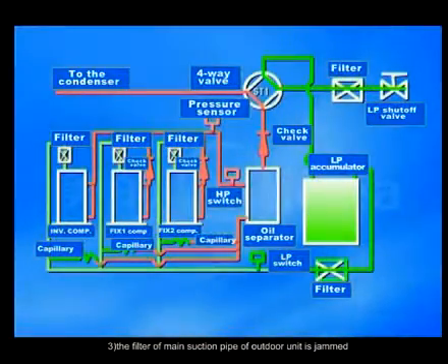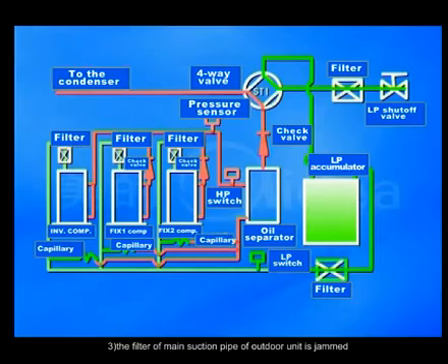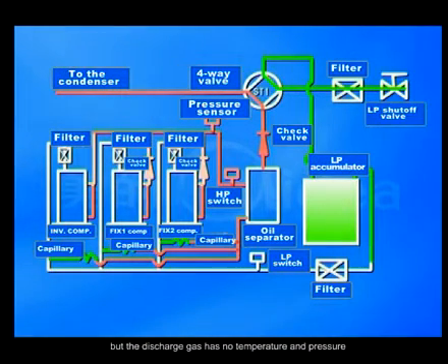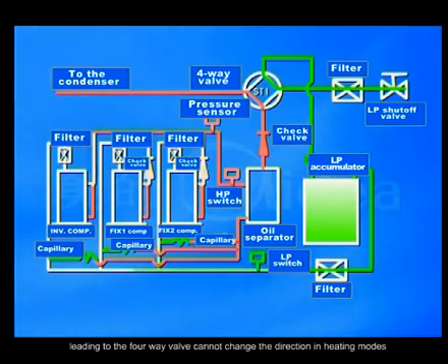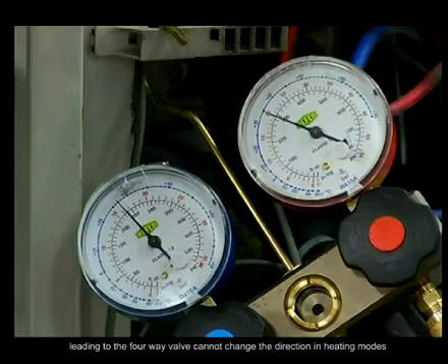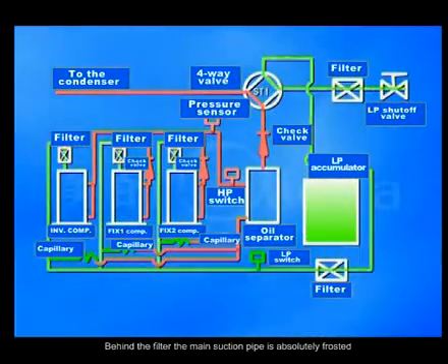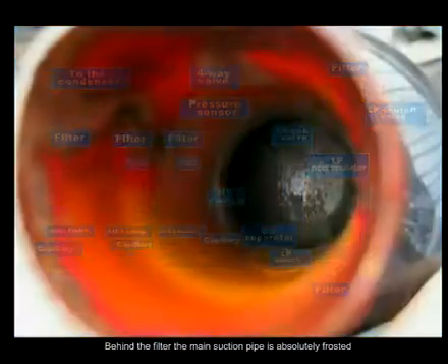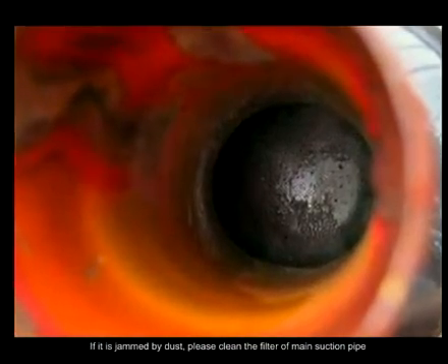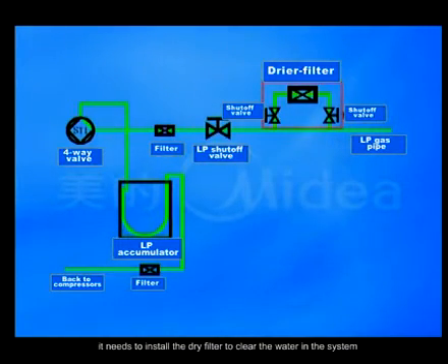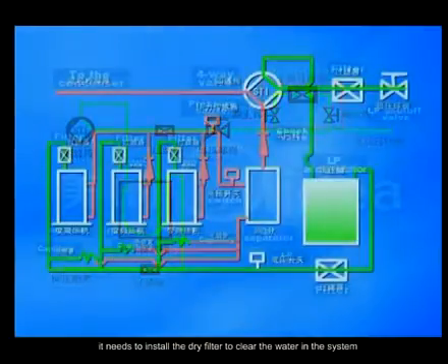Three, the filter of the main suction pipe of the outdoor unit is jammed. The temperature on the top of the compressor shell is too high, but the discharge gas has no temperature and pressure, leading to the 4-way valve being unable to change direction in heating mode. The pressure of the gas and liquid pipe is nearly the same. Behind the filter, the main suction pipe is absolutely frosted. Solution: if it is jammed by dust, please clean the filter of the main suction pipe. If it is jammed by ice, you need to install a dry filter to clear the water in the system.